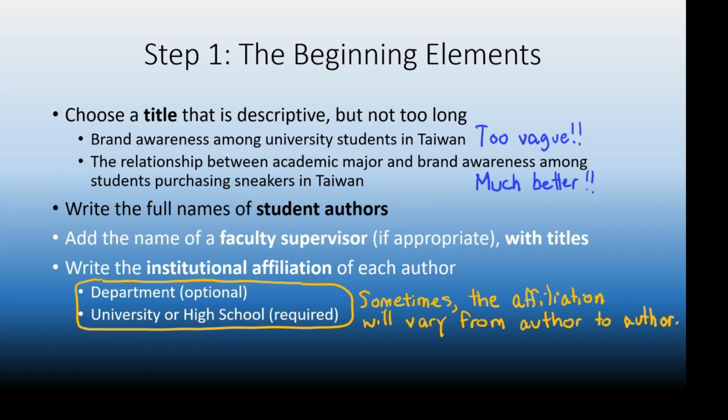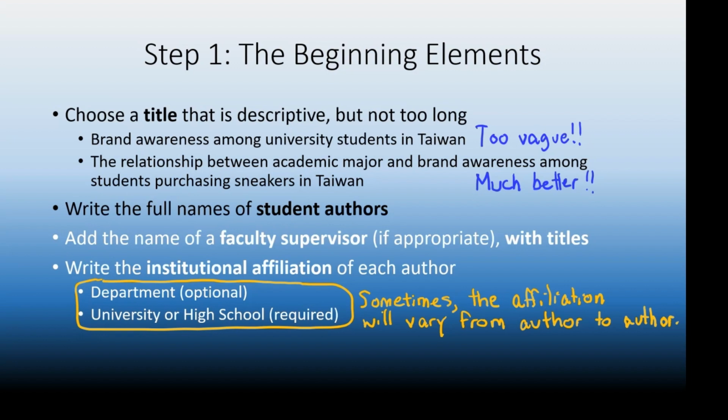Step 1 is to insert the beginning element. Start by choosing a title. This should be concise, but detailed enough to describe the focus of the research. For example, brand awareness among university students in Taiwan. It's not a good title because it is too vague.